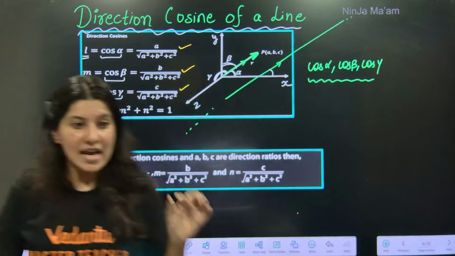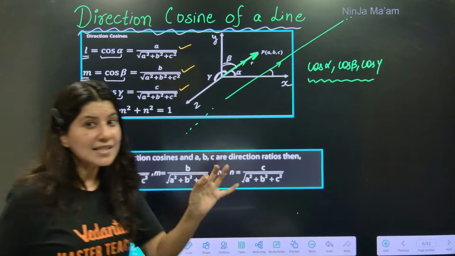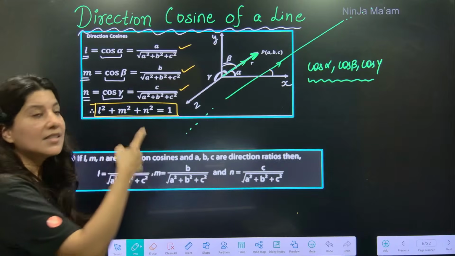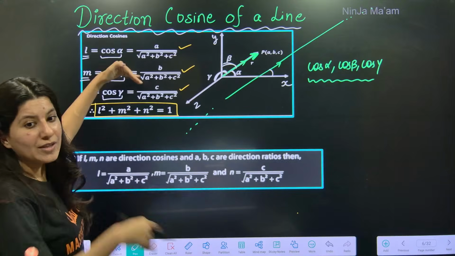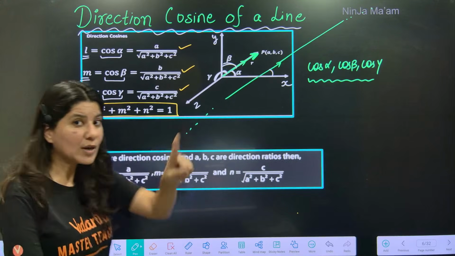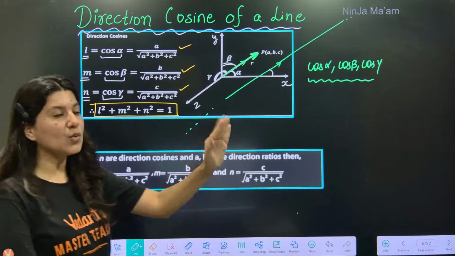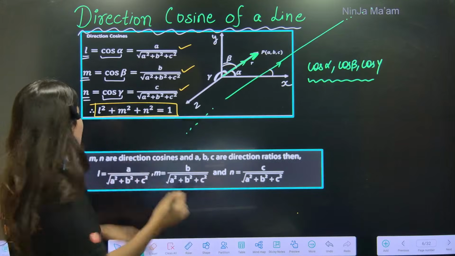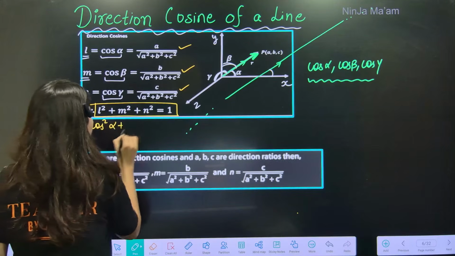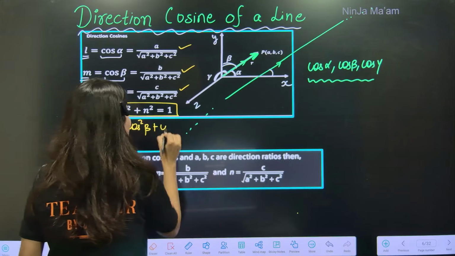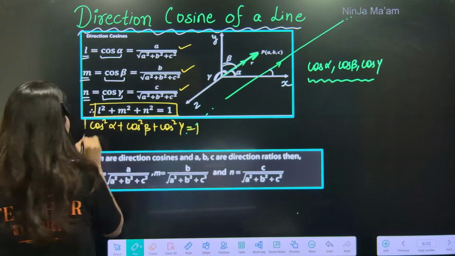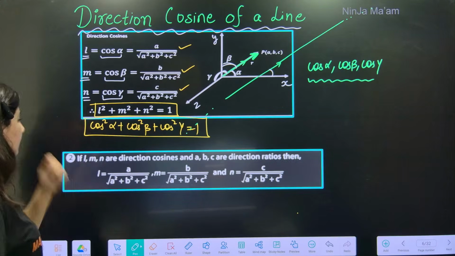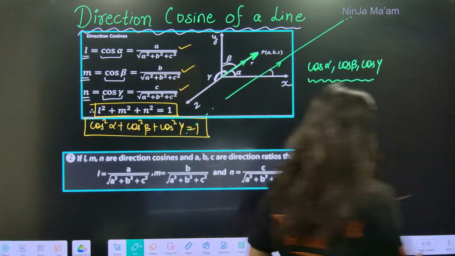Now tell me, L square plus M square plus N square, if you square and add, what will you get? Just square everything and add. Are you getting 1? It is just calculation, you will automatically get 1. A square plus B square plus C square upon A square plus B square plus C square is 1. That means cos square alpha plus cos square beta plus cos square gamma is nothing but 1. Keep that in mind. Very, very important, everybody. Understood?